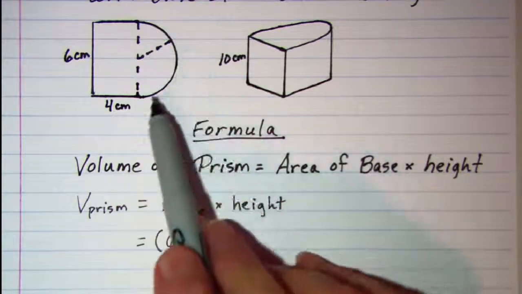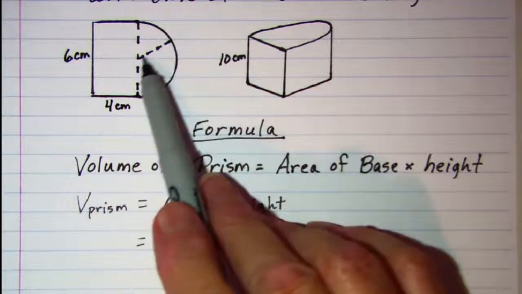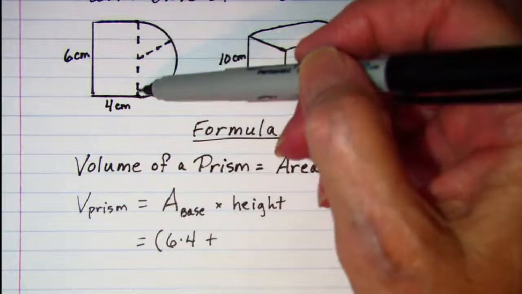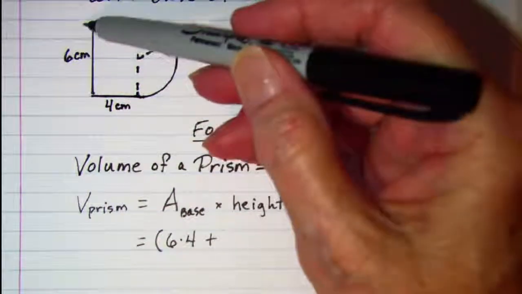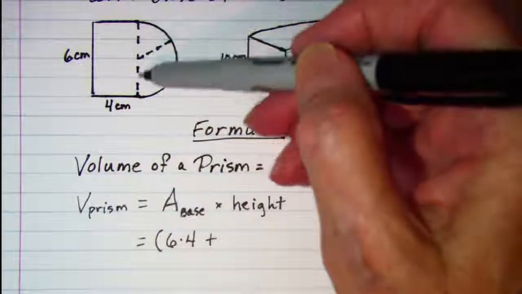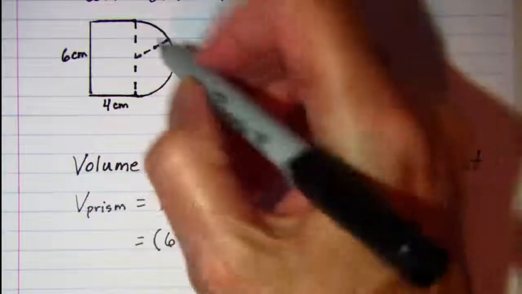Now, a semicircle is half of the circle. We don't have a radius given here, but we can see that the diameter, which is the same as this length of our rectangle, is 6. If our diameter is 6, then our radius is half of that. So our radius is 3 centimeters.